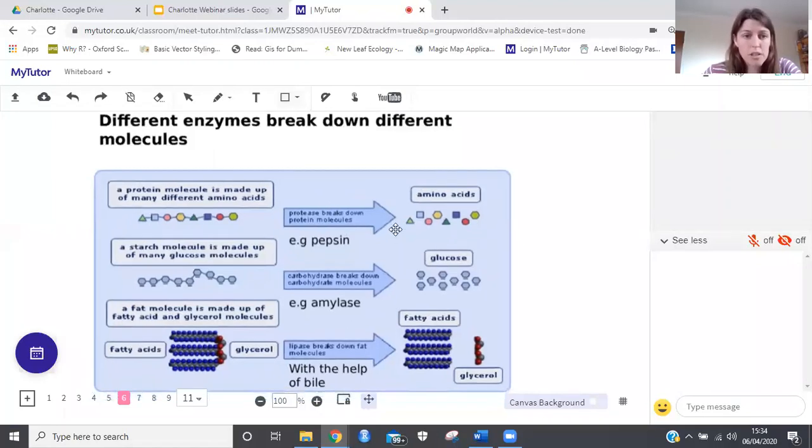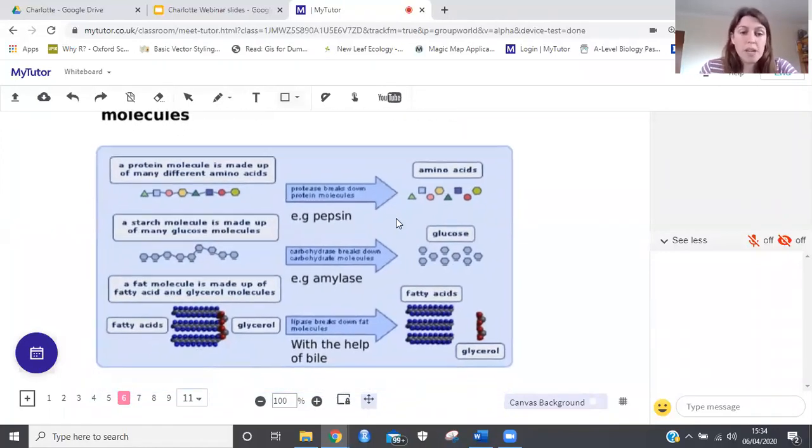Let's talk about this slide. Different enzymes break down different molecules. We saw this diagram at the beginning of this lesson, but I've filled in the middle a little bit more. At the top we have a protein molecule. It's made up of lots of different amino acids. Protein molecules are broken down by enzymes called protease enzymes.